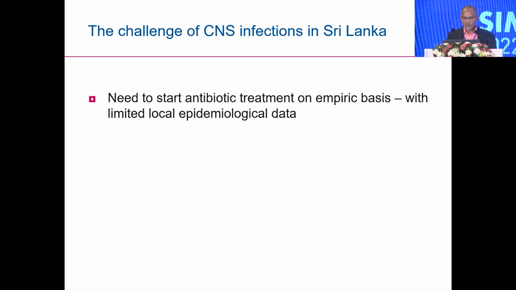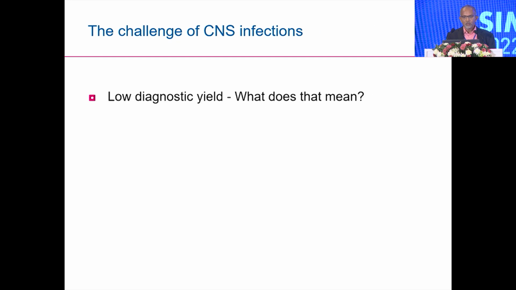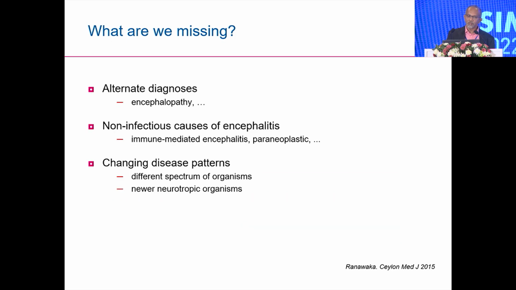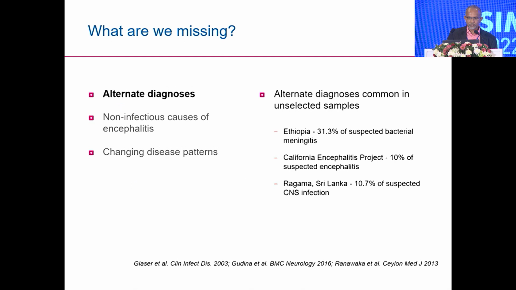Right? So you have to start treatment on an empirical basis without much data. So this low diagnostic yield, what does that really mean? This is something that we have been thinking about and trying to address over the last few years. There may be many reasons for that. There may be alternative diagnoses like encephalopathy, metabolic things, non-infectious causes like immune encephalitis, or perhaps more importantly, that the disease patterns are actually changing and there are maybe neurotropic organisms that we haven't thought of.